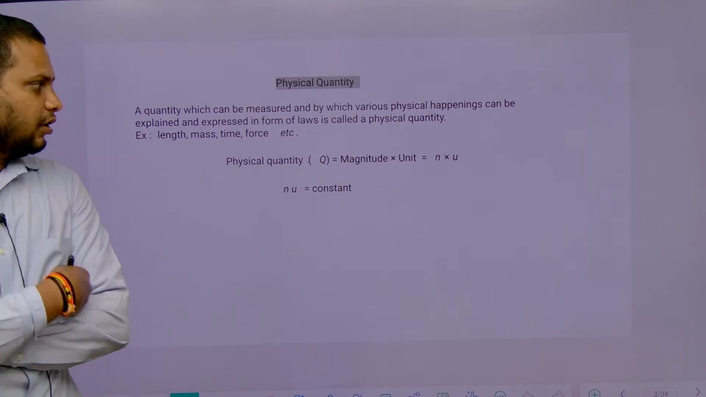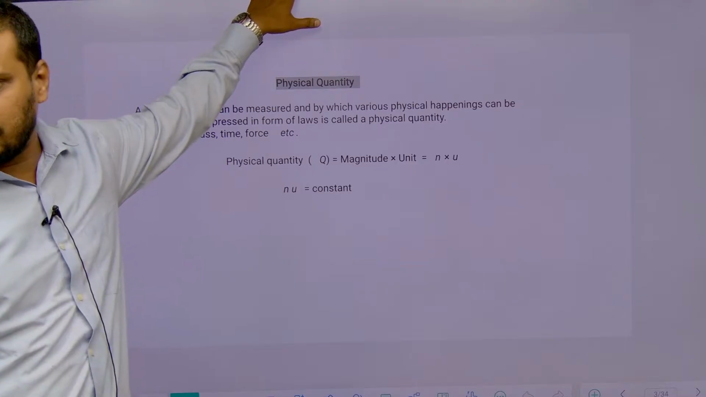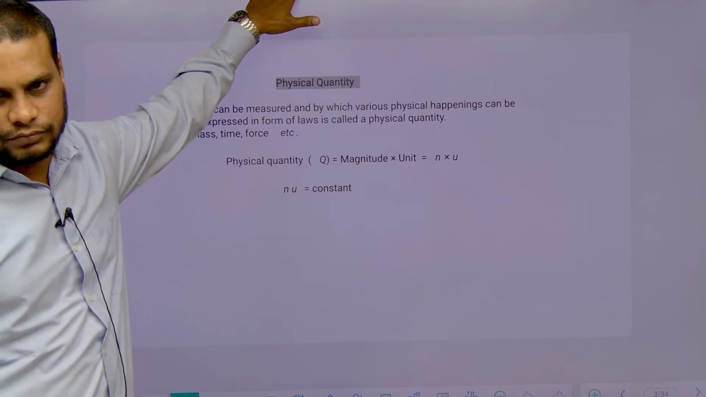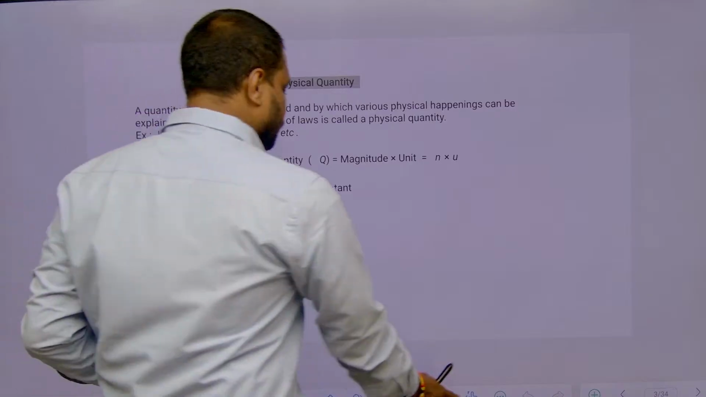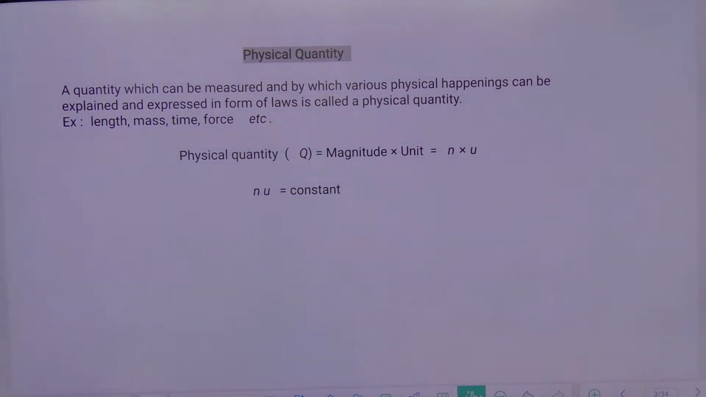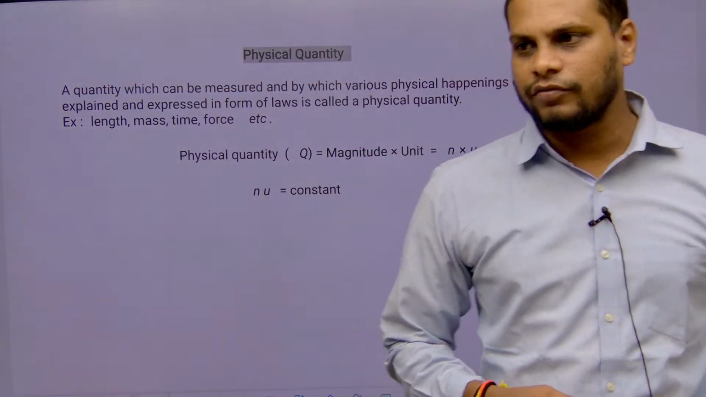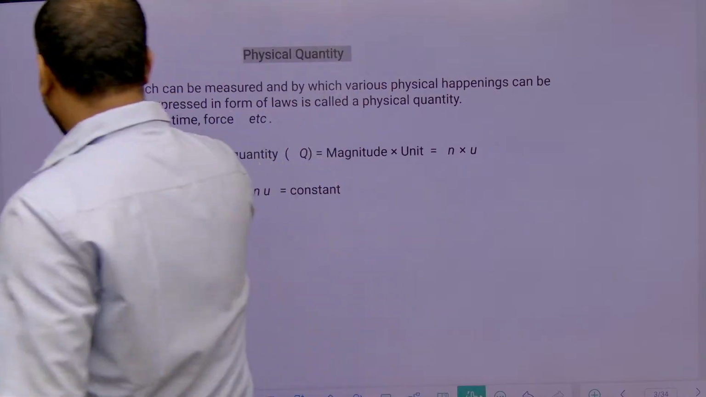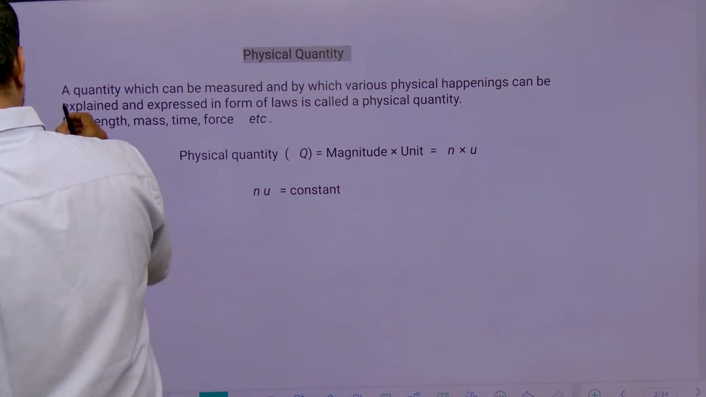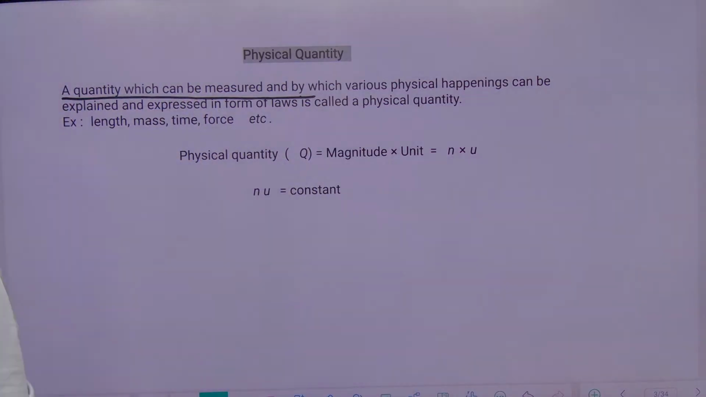Okay, fine. So first let us discuss the physical quantity. What do you mean by physical quantity? Please remember, any quantity that can be measured is called a physical quantity. So write down: a quantity that can be measured is called a physical quantity.